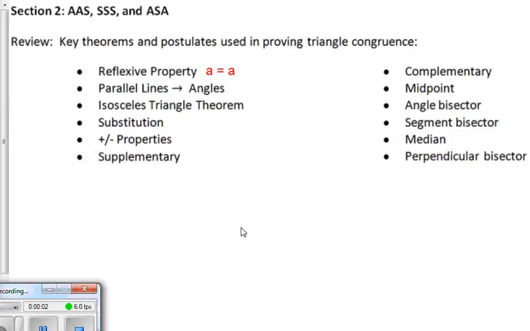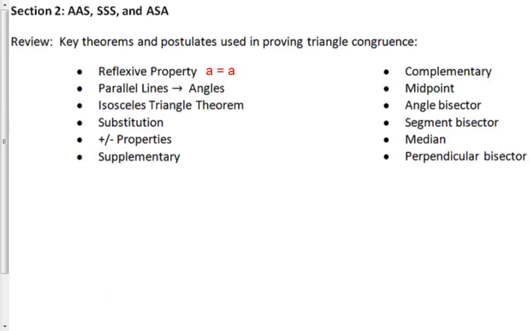All right, we're still in our triangle congruency unit. We're looking at section 2, which is using 3 different forms of triangle congruency, or 3 different ways to prove that triangles are congruent. Angle, angle, side; side, side, side; and angle, side, angle. That's what those different sets of 3 letters mean.